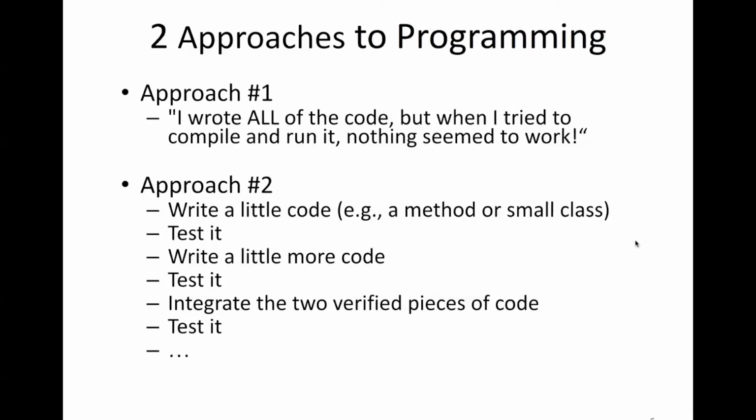We should write a little code, maybe a method or a small class, and then test it. If it doesn't work, we should fix it. If it does work, then write some more code and test that. And once we have these different units, these different classes and methods, and we know they work individually, then we start assembling them together into larger and larger parts of the whole program, and we test them to make sure that they work. And as we run into problems, we fix them as we go.